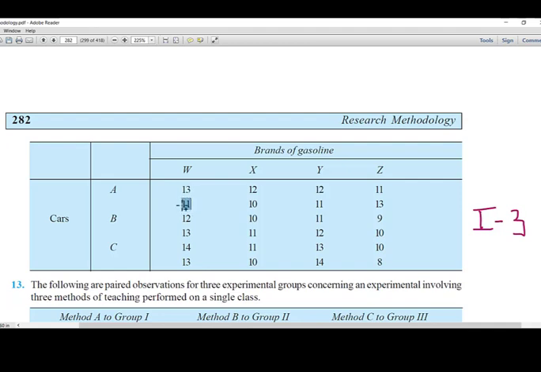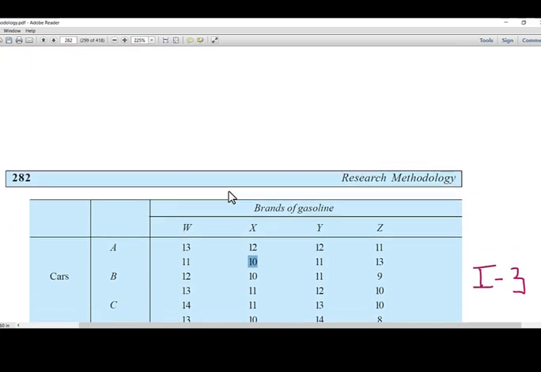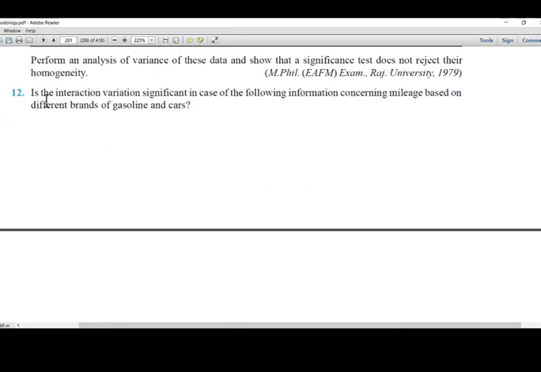And here what we can understand, when gasoline brand X is used in car A, then 12 is the mileage. And when it is repeated, then 10 is the mileage. Like that you can understand. And here, whatever you have understood from illustration 3 given in this chapter, the same concept you can apply here, and then you can conclude whether the interaction variation is significant or not.